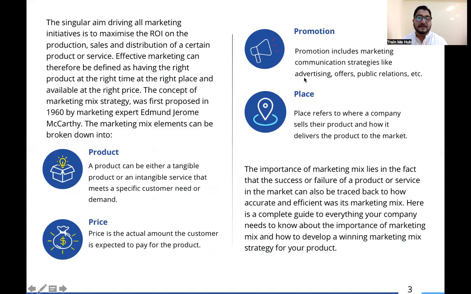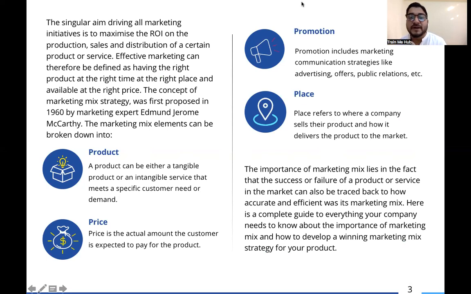First, we have to touch base on the four P's of marketing. The singular aim driving all marketing initiatives is to maximize the ROI on the production, sales, and distribution of a certain product or service. Effective marketing can therefore be defined as having the right product at the right time, at the right place, and available at the right price.